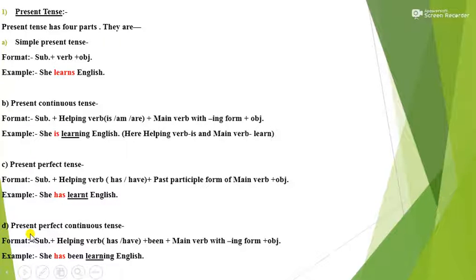The last, 4th part of present tense, present perfect continuous tense. Format is subject plus helping verb has or have plus been plus main verb with ing form plus object. And then example is: She has been learning English. Children, keep in mind in the present perfect continuous tense one extra word is added here, that is been.